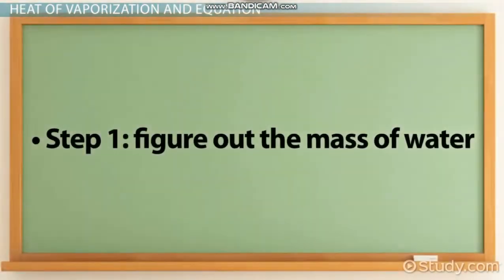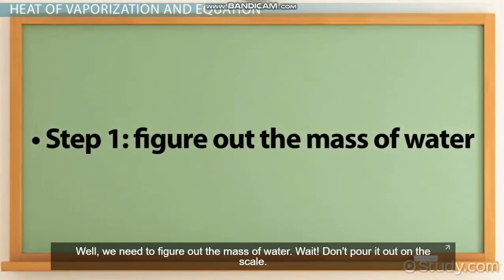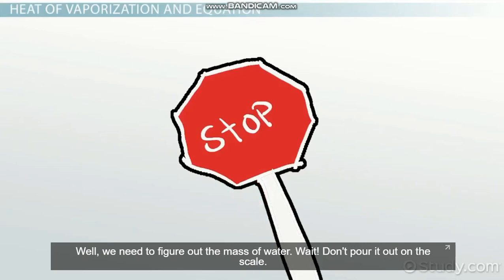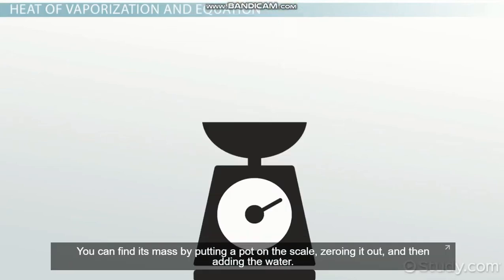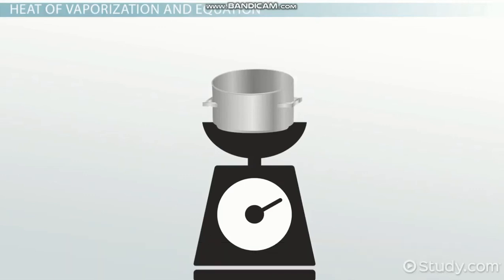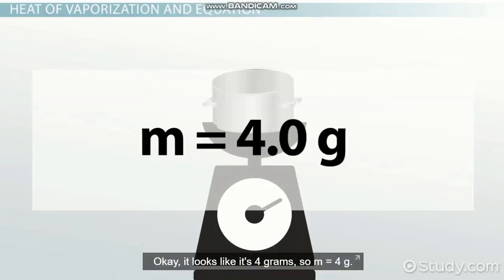Step 1. Well, you need to figure out the mass of water. Wait! Don't pour it out on the scale. You can find its mass by putting a pot on the scale, zeroing it out, and then adding the water. Okay. It looks like it's 4 grams, so M equals 4 grams.